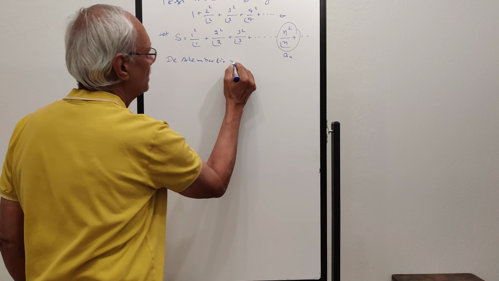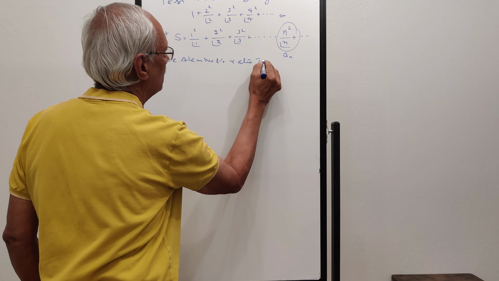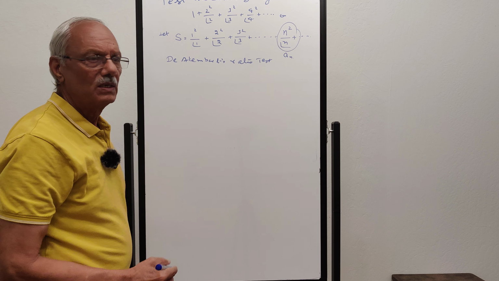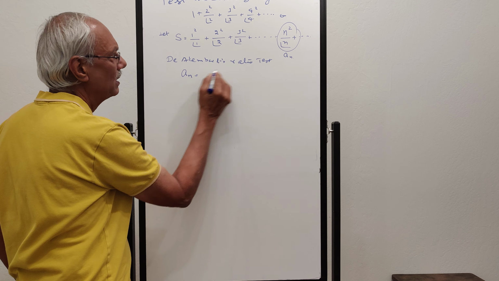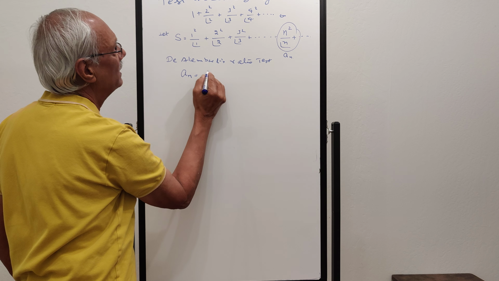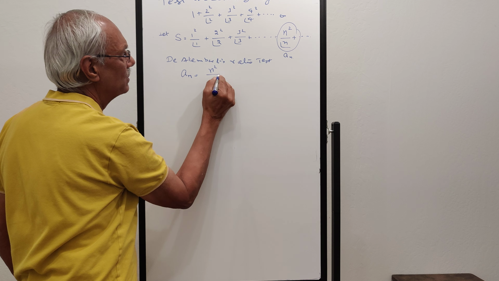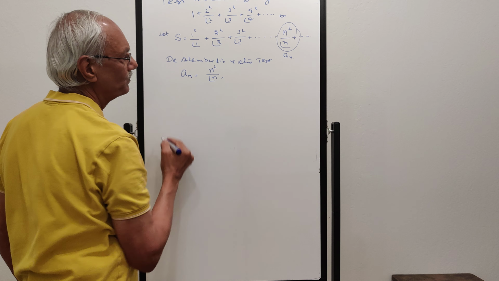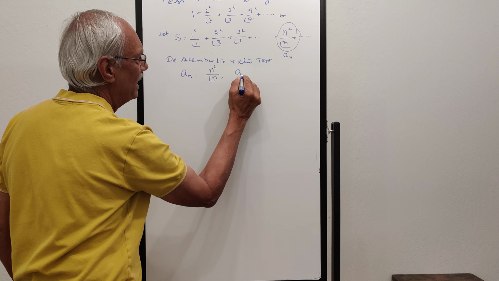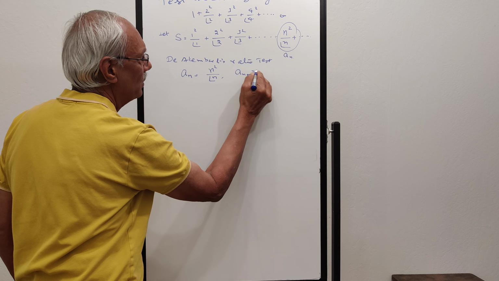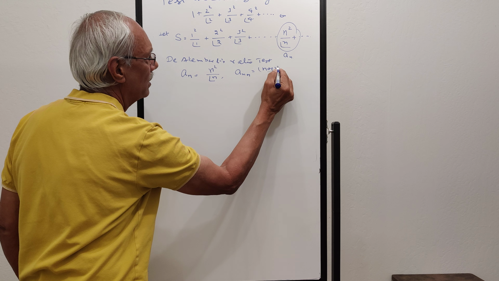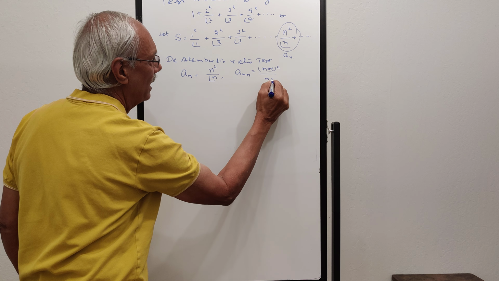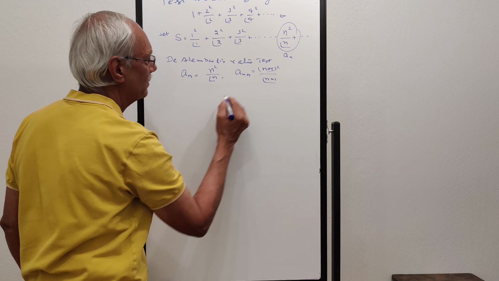That's the ratio test. For this, you have to find your an. An is very, very simple. It is nothing but n squared by square root of n. And find an plus 1, which is equal to n plus 1 whole square divided by n plus 1 factorial.